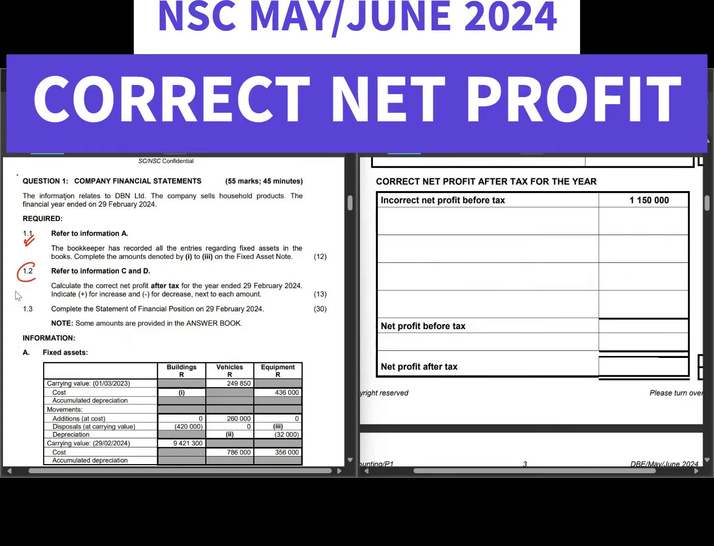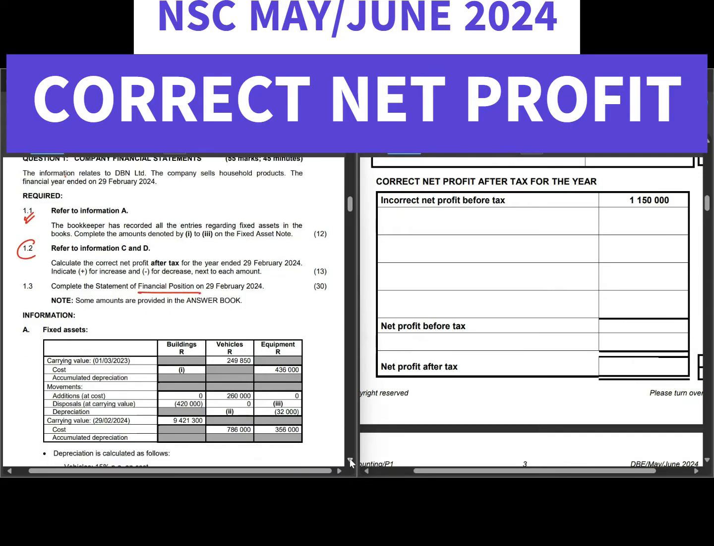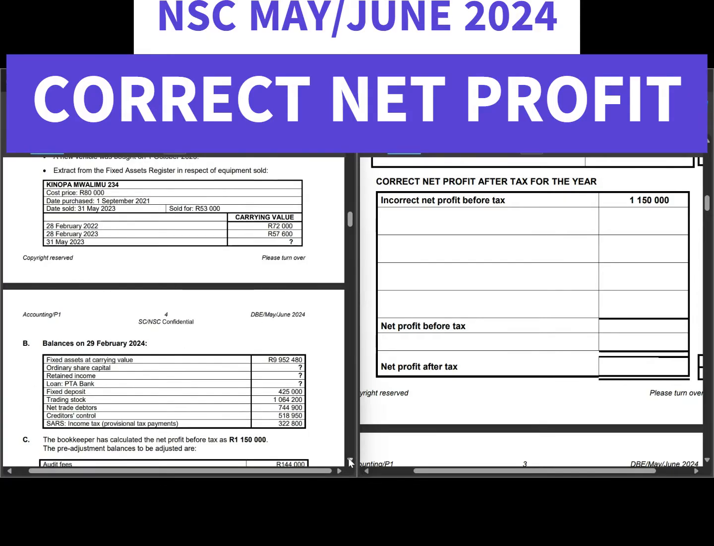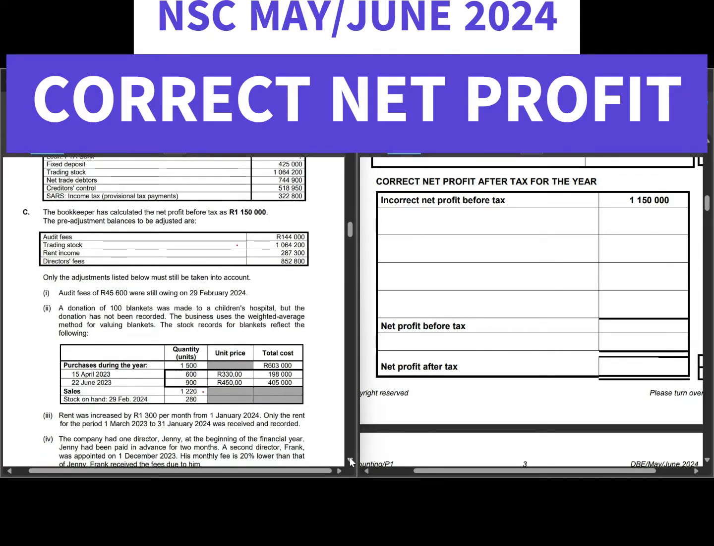We know that this question was supposed to be done together with the statement of financial position, which will allow you to finish the exam in time. But for the sake of this lesson, I'm just going to do only the correct net profit after tax calculation. And then when time permits, I'll also look at the completion of the statement of financial position.